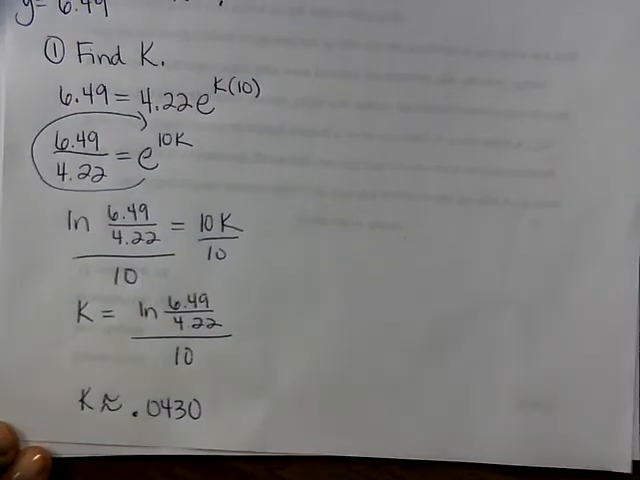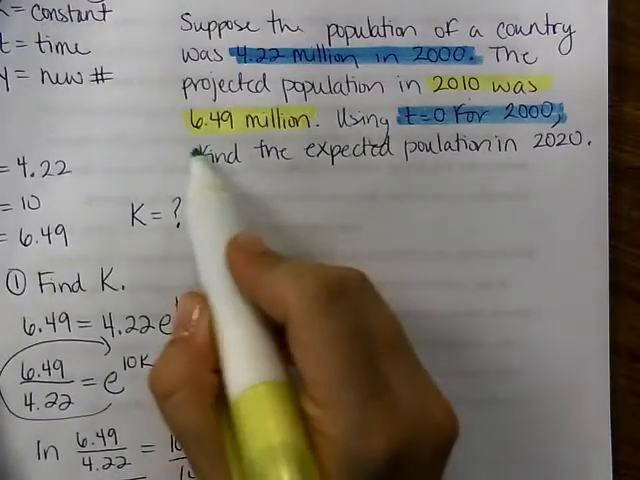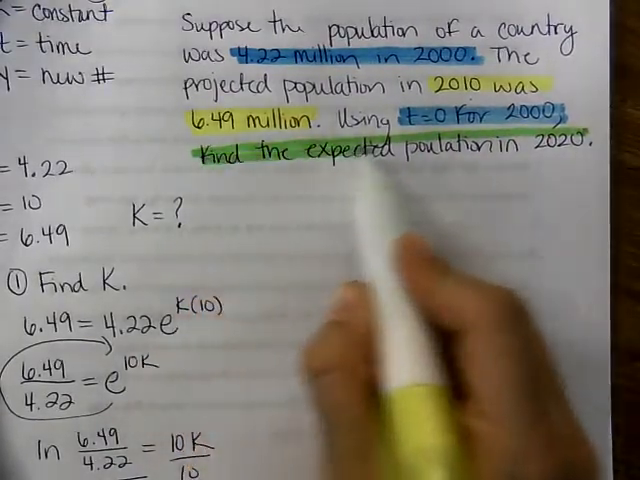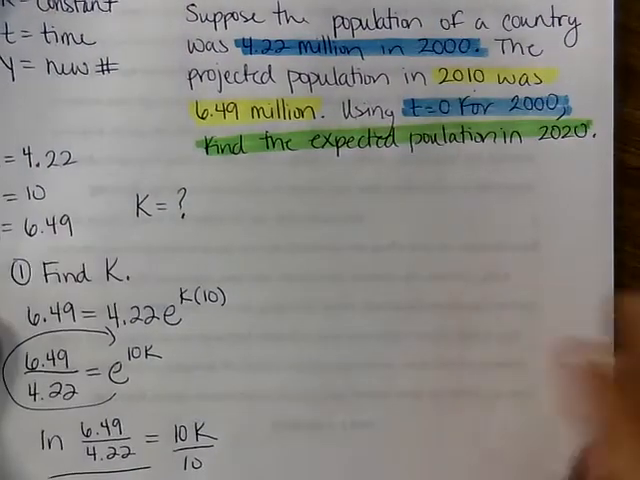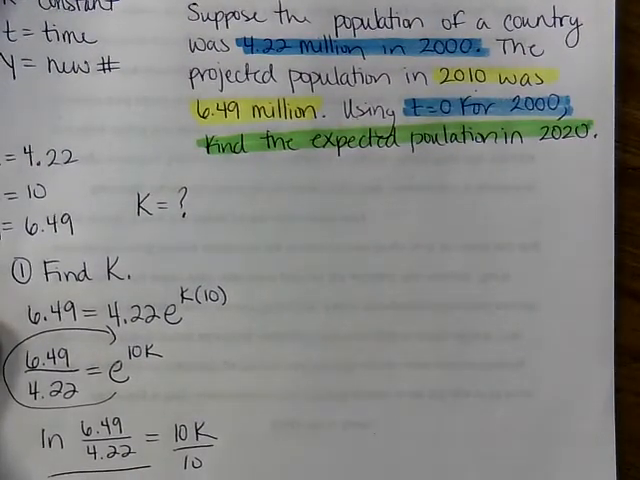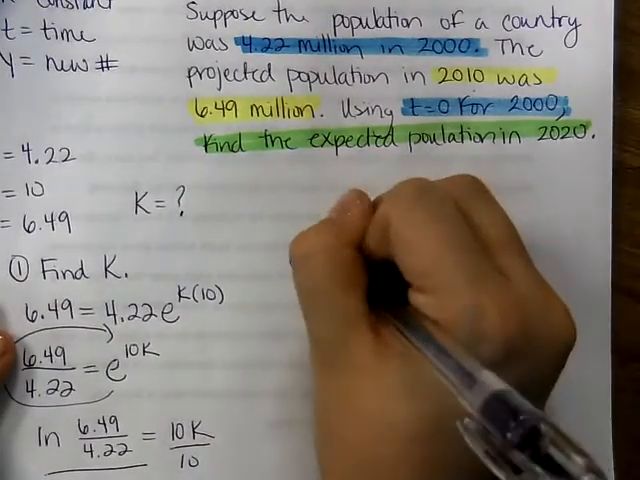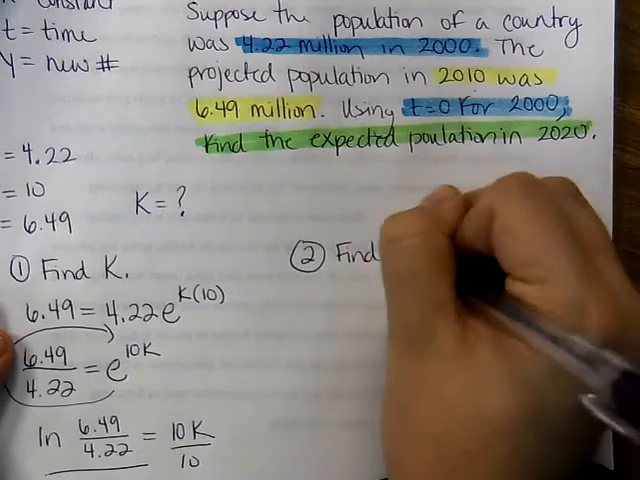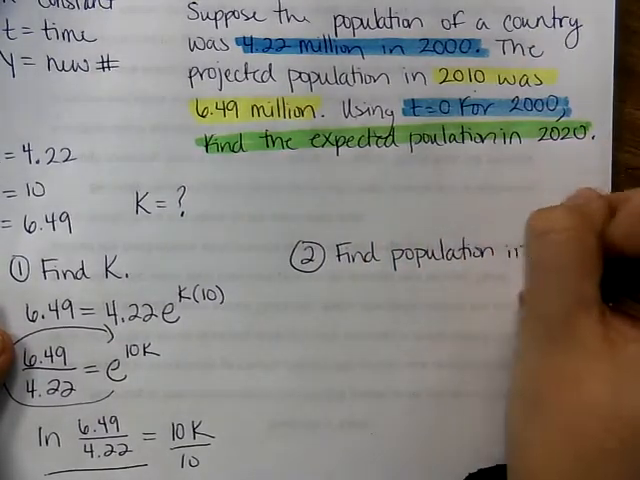Now, they wanted us to find the expected population in 2020. So, I cannot do any of this until I have figured out my k value. So this information here in yellow really just helps us to get there. Okay, so this is a two-step process. So the second step now is to find the population in 2020.